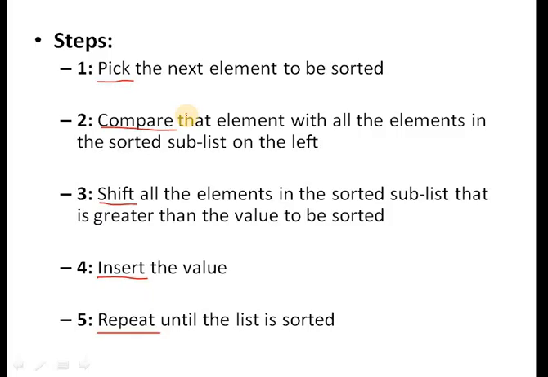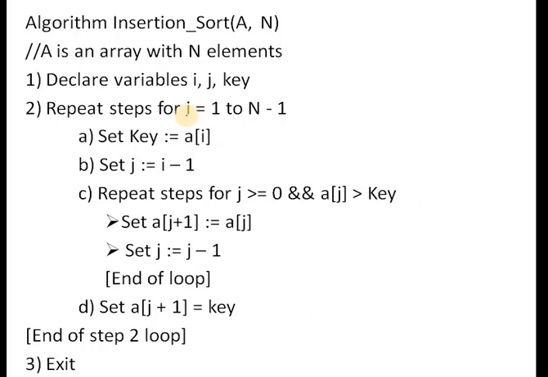These are the steps involved, and we'll see the algorithm and its working with one example. The algorithm insertion sort takes 2 arguments: one is the array and the second is n, the number of elements in the array. First you have to declare all the variables needed for your algorithm. Here we have 2 counter variables. One counter variable points to the sorted list on the left hand side, that is j.